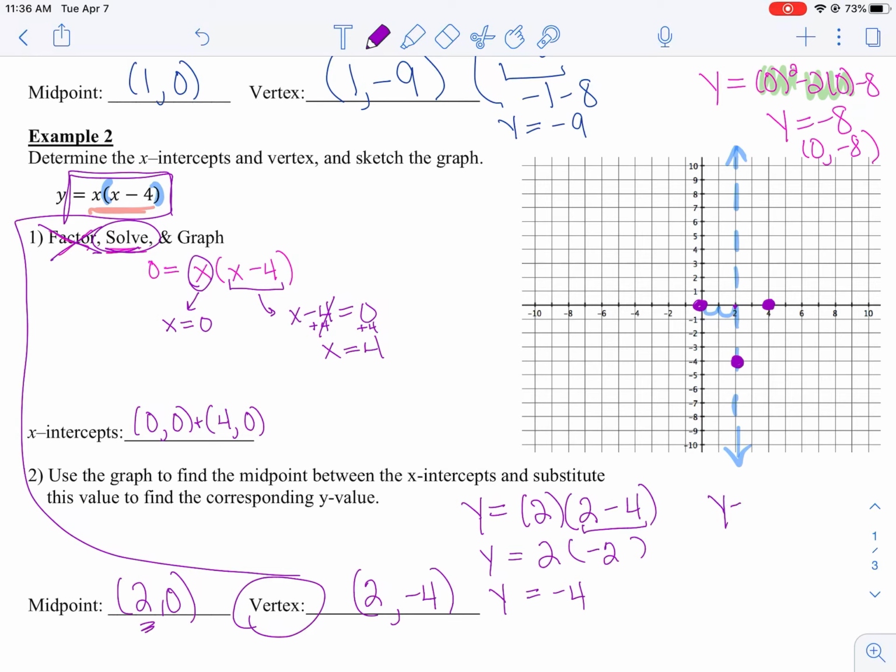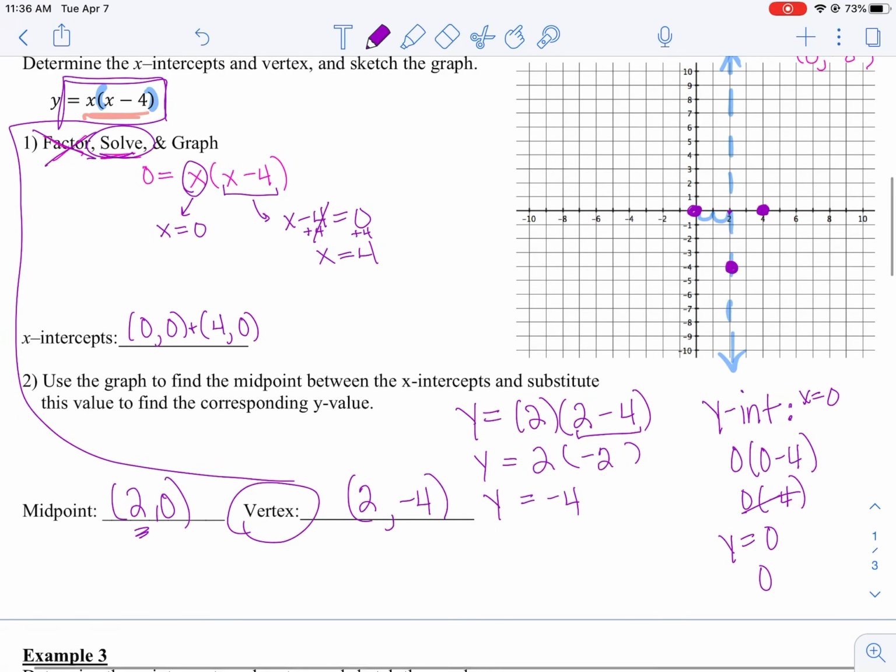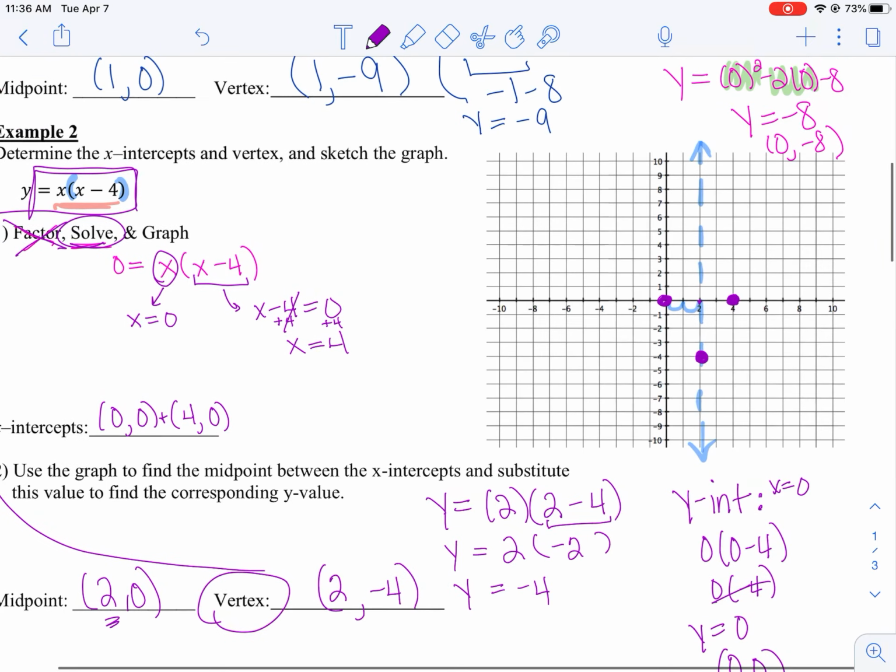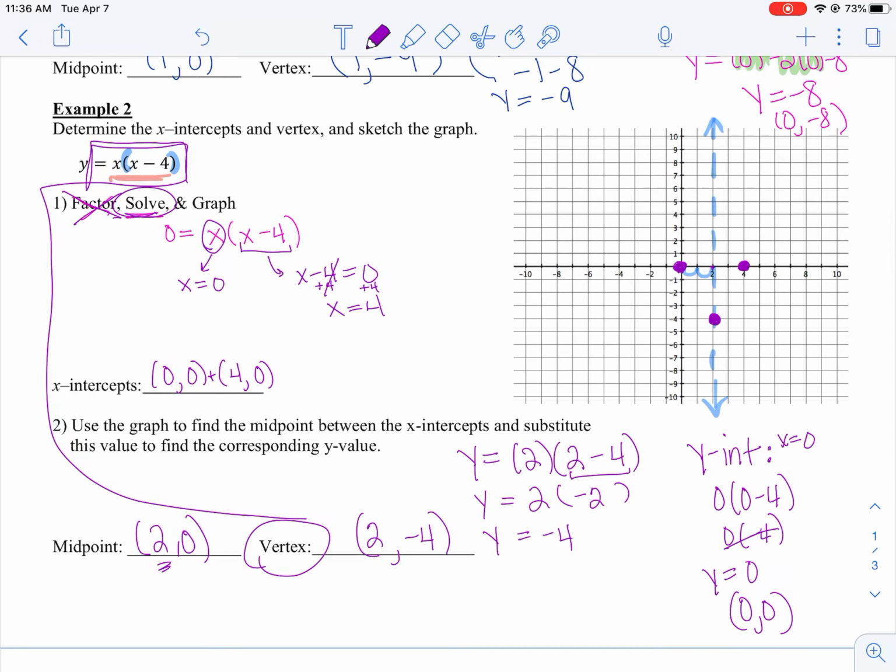If your teacher asked for the y-intercept, again, we make x equal 0. So I would have 0 times 0 minus 4. So that'd be 0 times -4, which is just 0. So our y-intercept would be 0, 0, which also happens to be already our x-intercept. And so now I connect these 3 points nicely to make the best kind of parabola U-shaped graph you can.